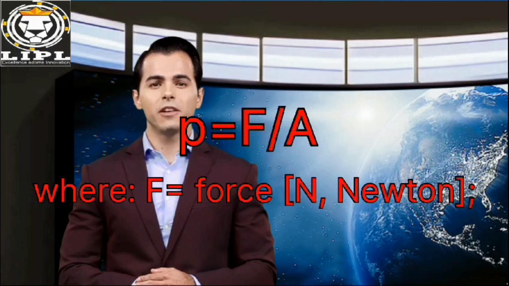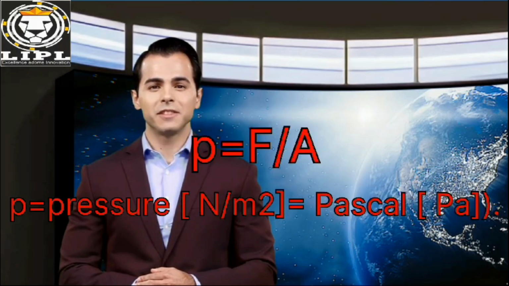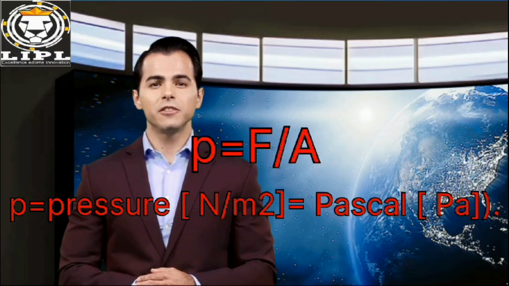So, the pressure is generated when the force affects the item's surface. When the force is divided by area, we get the pressure as follows. P equals F divided by A, where F equals force, N, Newton; A equals area, m²; P equals pressure, N per square meter, equals Pascal, Pa. So, the cylinder's hydraulic energy is transformed back to a mechanical movement.